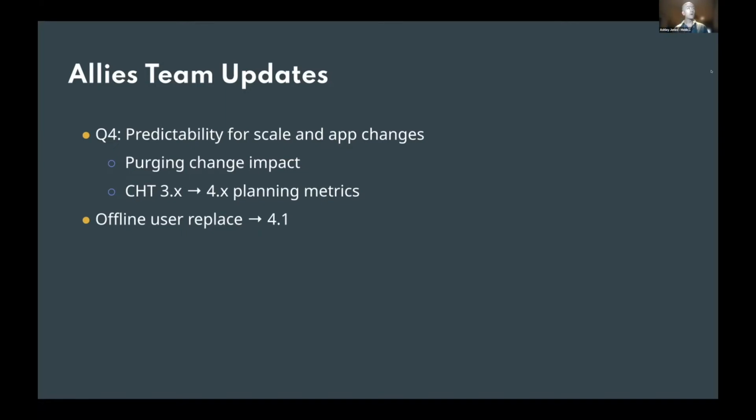For this upcoming quarter, we're going to be working on planning around scaling and app changes, which includes being able to predict what's going to happen when you implement some purging changes, as well as measuring CHT 3 to 4 upgrade metrics to make sure you can plan your upgrade accordingly. I did want to note that the offline user replace was maybe going to make it into 4.0, but it needed to get into 3.17. But because 4.0 is now locked down for features only relating to the architecture upgrade and the Enketo upgrade, it's going to be delayed till 4.1. It's still available in the feature release if you'd like to see it.